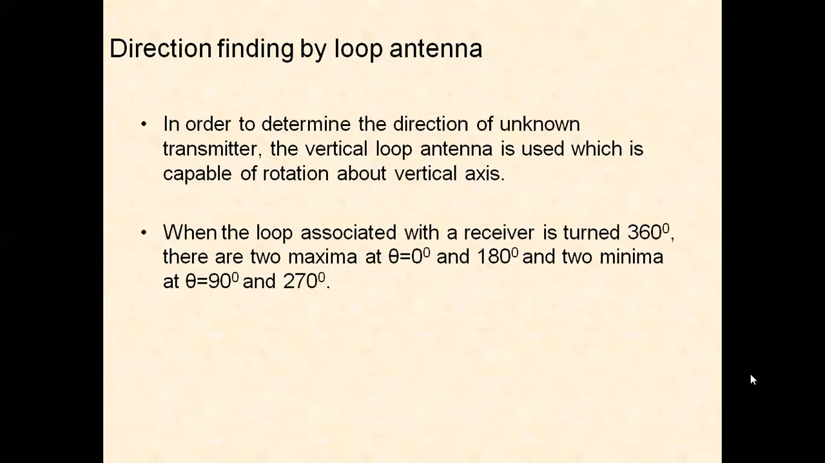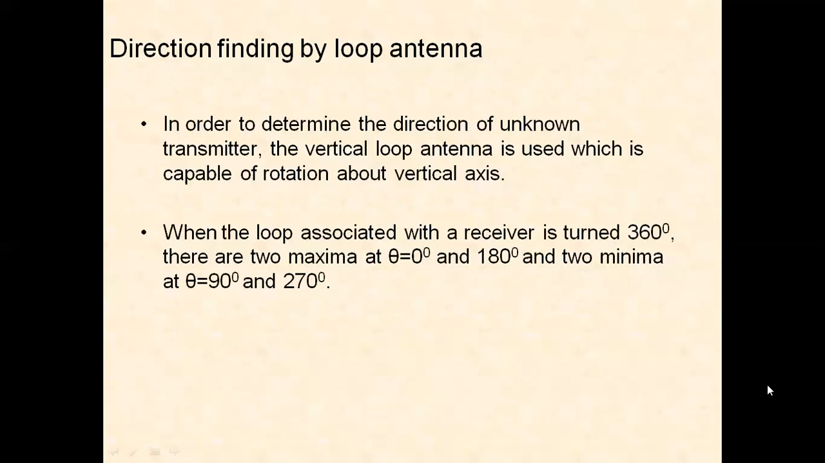When the loop associated with the receiver is turned 360 degrees, there are two maxima at 0 degrees and 180 degrees, and there are two minima at 90 degrees and 270 degrees. So let us discuss in detail now.